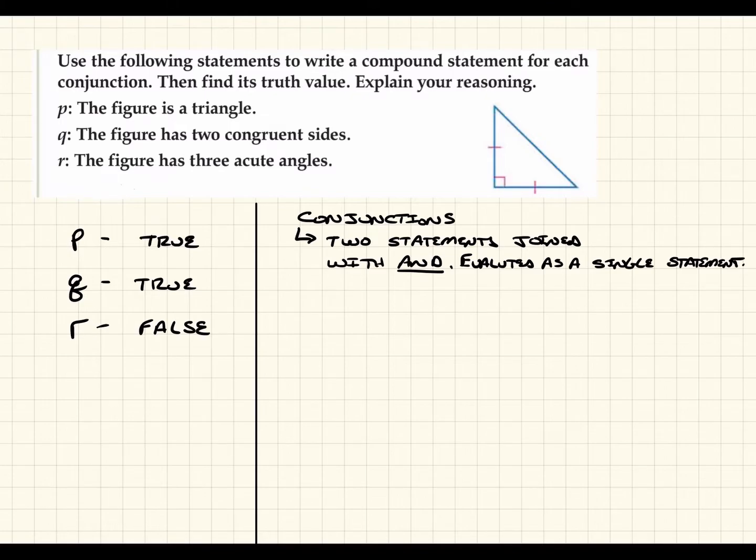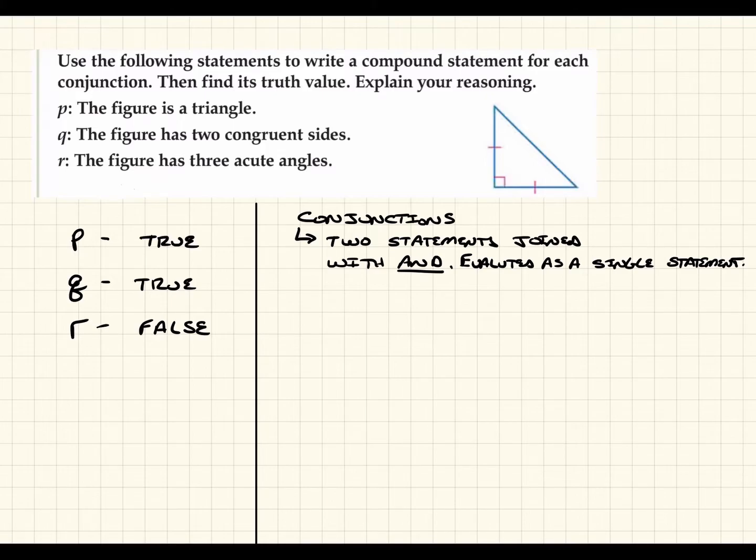The important part to remember about conjunctions is that a conjunction is evaluated as a single statement. If I say that something is something and something else is something, both of those statements that we've joined together with the word "and" have to be true for the entire conjunction to be true.